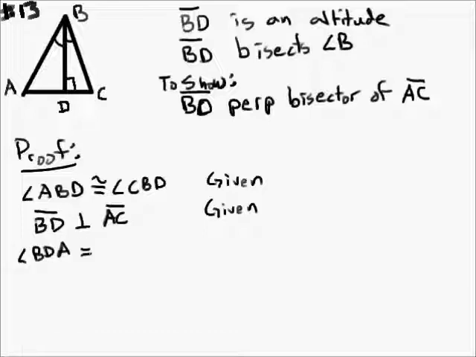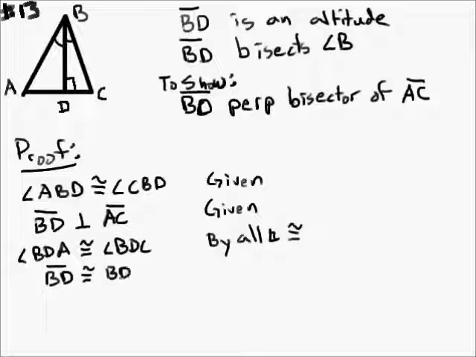So that means that angle BDA is congruent to the angle BDC. And this is by the perpendicular. The fact that it's perpendicular, all right angles are congruent. That works. And then finally, I'm going to say that BD, the line segment, is congruent with itself. Reflexive.